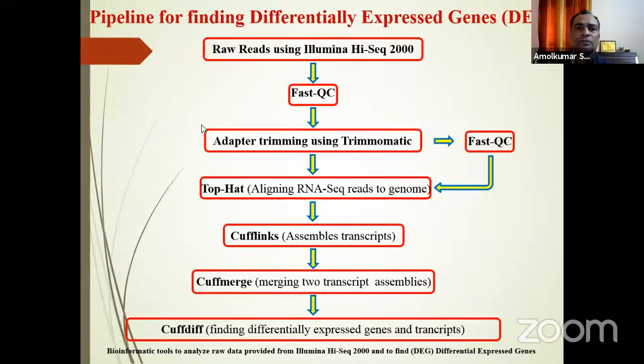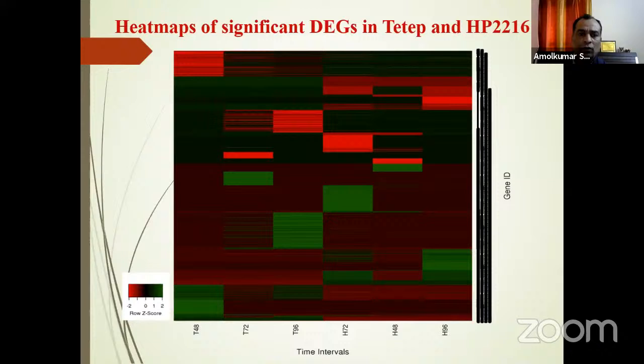Then we did differential expression. Using FastQC, we identified the quality reads and then trimmed these reads. After that, we did alignment using TopHat, and using Cufflinks we assembled. Further, we did Cuffmerge, and using Cuffdiff we identified differentially expressed genes. Here we analyze only those genes which are differentially expressed as compared to their control.